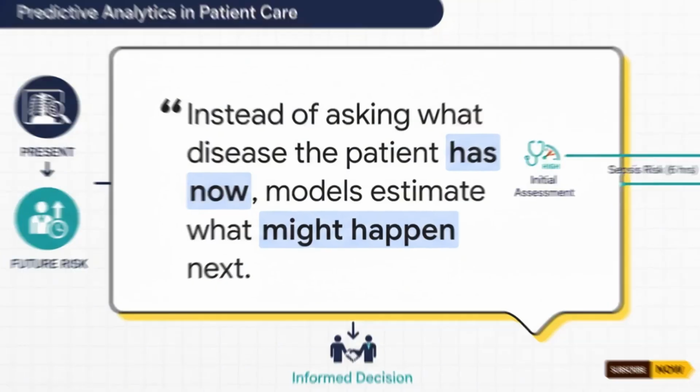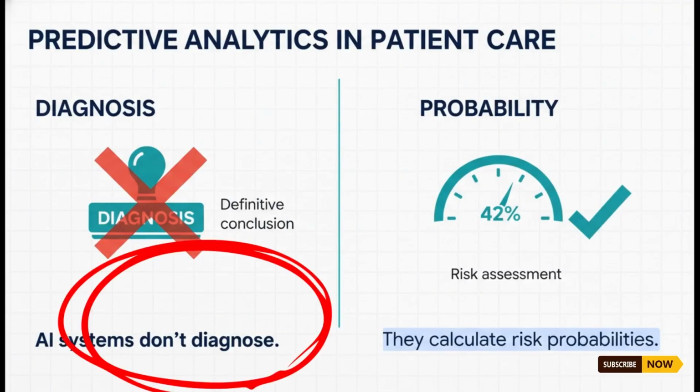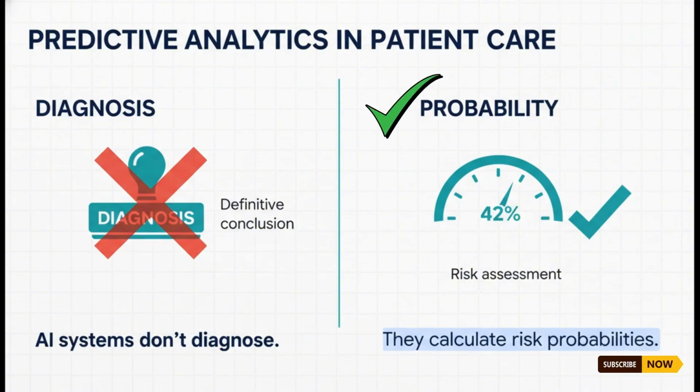See the difference? And this is a crucial point, so I really want you to hear it. The output from one of these systems is not a diagnosis. It is a probability. It's a number. A risk score. It won't tell you this patient has sepsis.